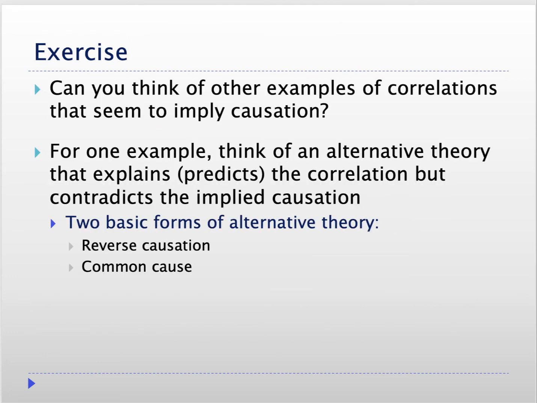So now I want you to think of some other examples of correlations that seem to imply causation. For that one example, can you think of an alternative theory that explains or predicts the correlation but contradicts the implied causation? There are two basic forms of alternative theory, reverse causation and common cause.